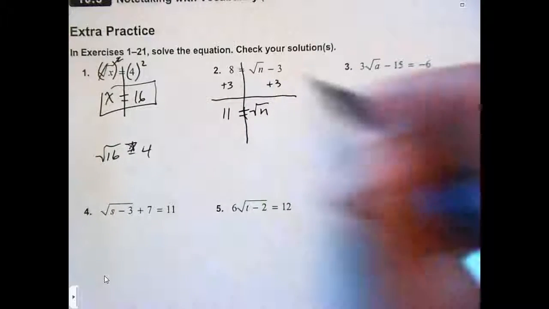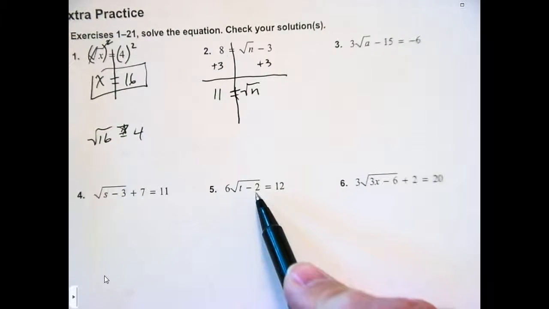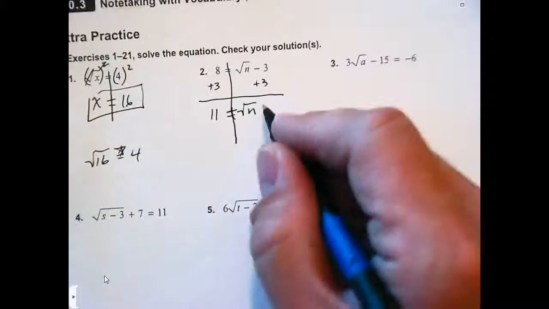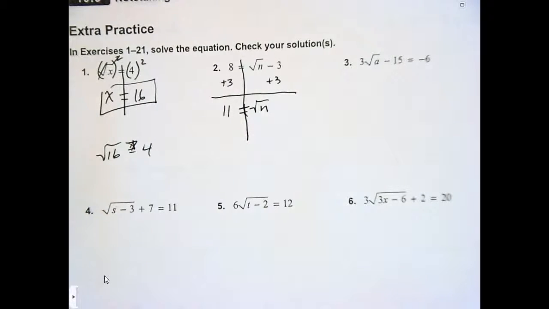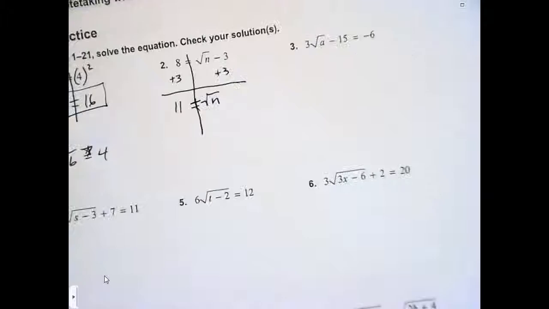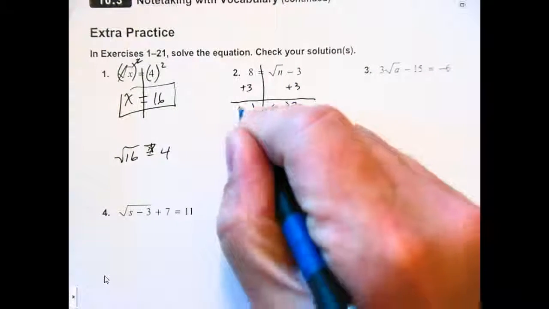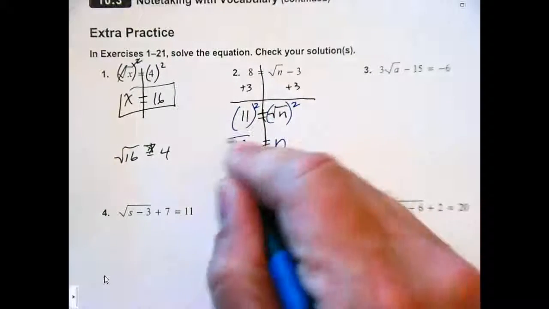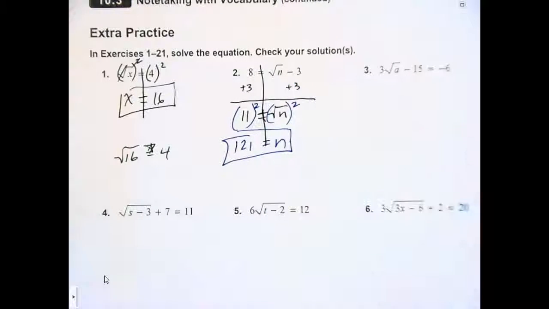Correct, yes, when they're not under the square root symbol. So like on number 5, you could not move that 2 first because it's under the square root symbol. Good point there. So next piece, you square both sides. 121. And then if you were to test it, 121, square root of that is 11, minus 3 is 8. So it works out.